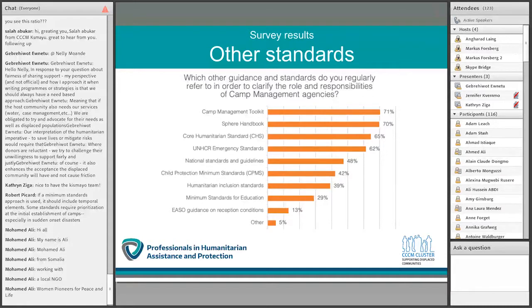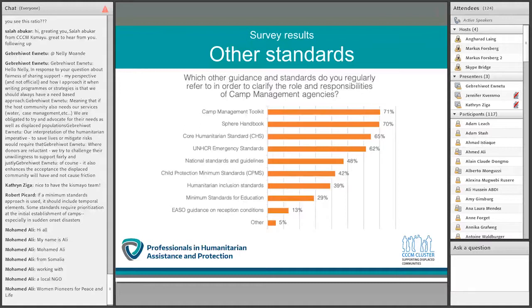When asked about other standards, respondents reported using a number of other standards and guidance in order to clarify roles and responsibilities related to camp management. Here it's just worth highlighting that the Camp Management Toolkit, the Sphere Handbook, the Core Humanitarian Standard, and the UNHCR Emergency Handbook stood out.